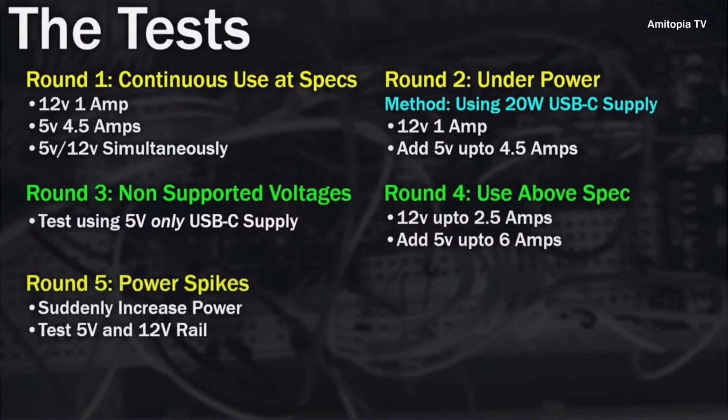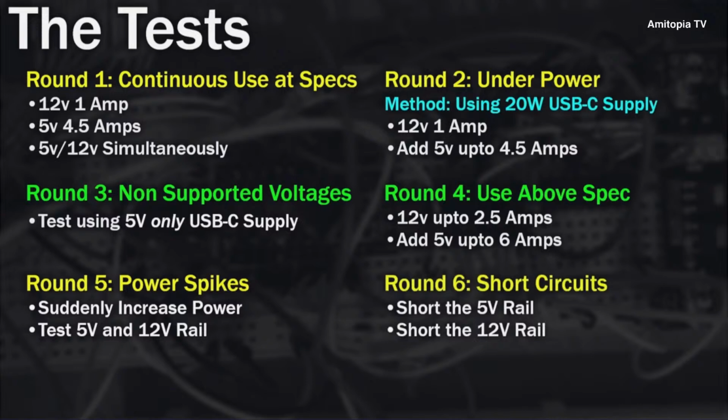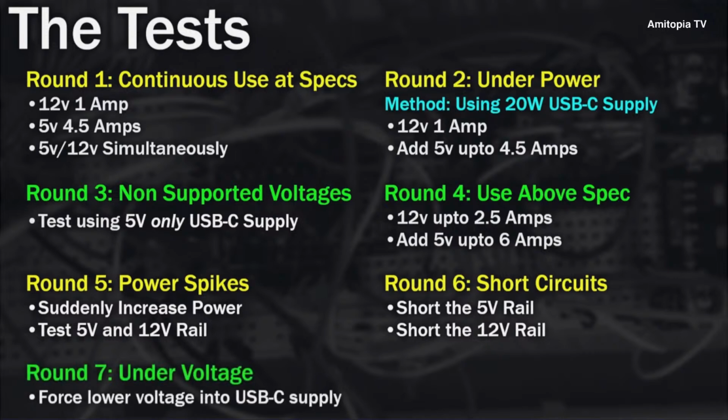Round 5 is all about suddenly increasing power usage, which can cause power spikes, especially in other voltages. This round will be quick. I want to short out the PowerShark to see if it firstly doesn't kill it, and secondly to see if it handles it gracefully. Round 7 will be a sneaky round. I'll intercept the USB-C power supply and decrease it, simulating an unstable supply, and we'll see what happens to the PowerShark when it no longer gets a good 12 volts.